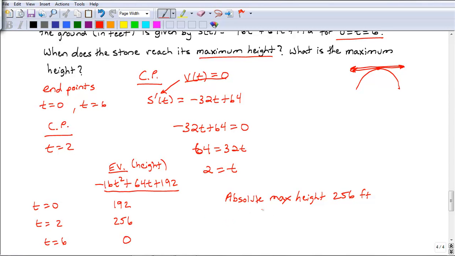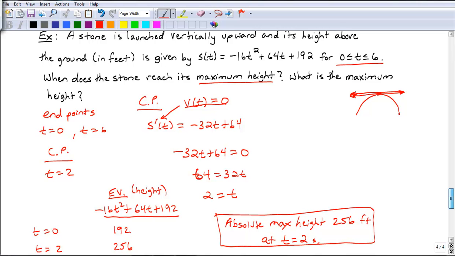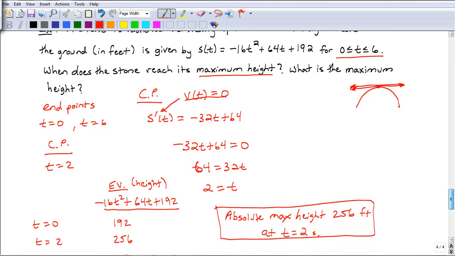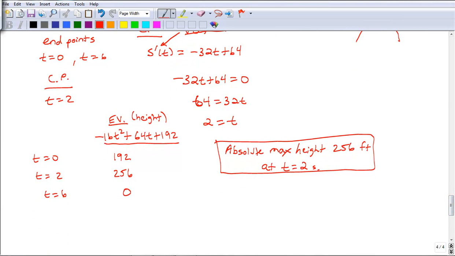So the absolute max height is 256 feet, and it happens at t equals 2. In this case, it would be seconds. I know the units only because I know how the acceleration is being measured. But the absolute max height is 256. It happens at 2 seconds. The same problem we did before, except now instead of thinking about it as velocity turning around, we can just think about it as finding the critical point, where the first derivative is 0. 256 feet for the maximum height.